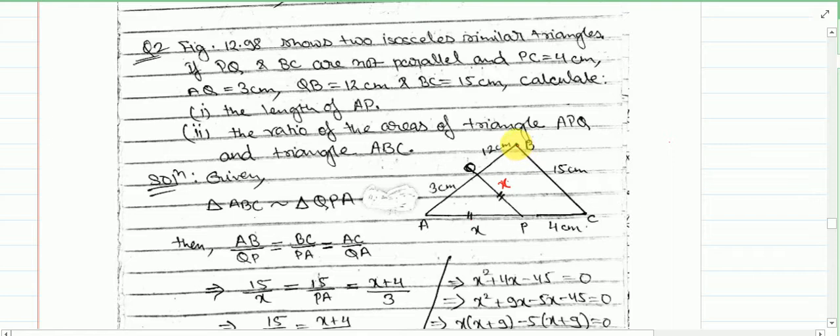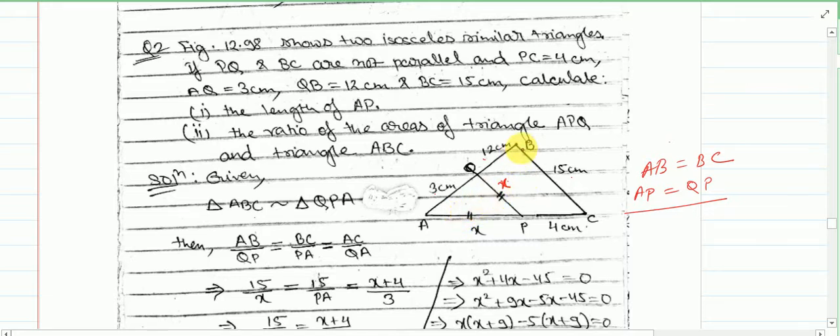And if you see the bigger one, ABC, here BC is 15 and your AB, when you add 3 and 12 you will get 15. So you can see that AB is equal to BC. Yes, AB is equal to BC, and for the smaller triangle APQ, you see that AP is equal to QP. Okay, and they are similar. Clear?